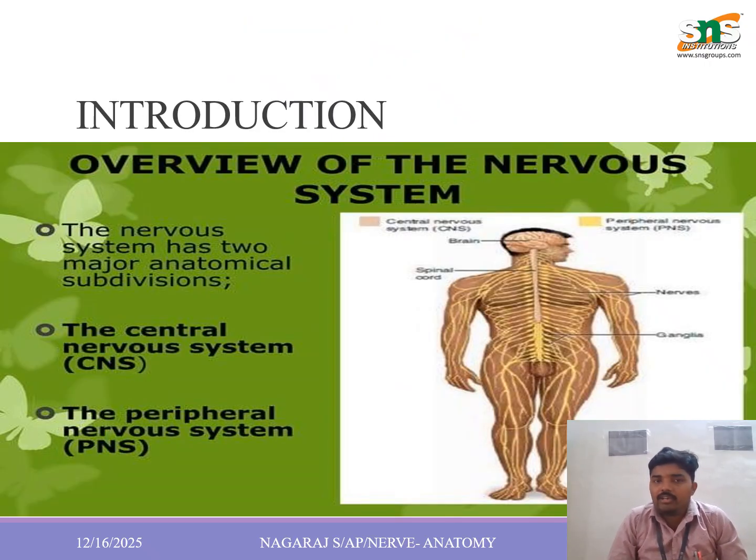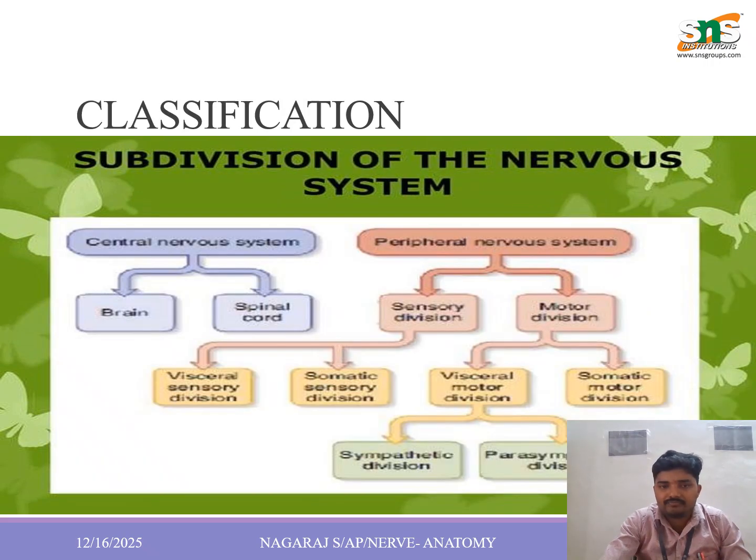First, the introduction: an overview of the nervous system. The nervous system has two major anatomical subdivisions: one is the central nervous system, and the other is the peripheral nervous system. The central nervous system contains the brain. The peripheral nervous system carries the brain's control to the body, out to the extremities. Those are the two nervous systems.